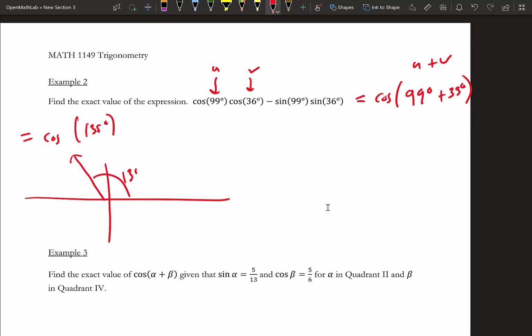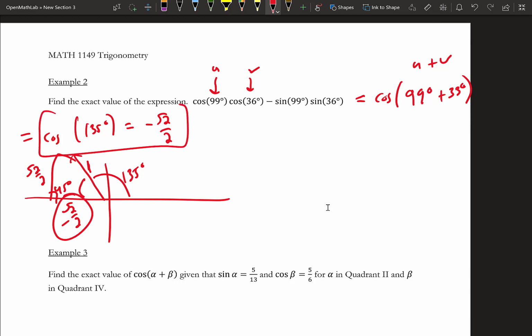Here's 135 degrees, so there would be 45 degrees here. So this would be radical 2 over 2, negative radical 2 over 2, and 1. So cosine of 135 degrees is equal to negative radical 2 over 2. So we're using the formula to work backwards to be able to find the exact value.